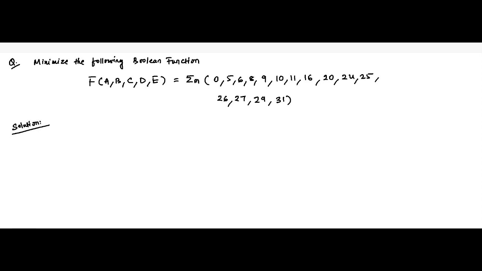Hello friends, so here is another question on simplification of 5 variable Boolean functions using 5 variable K-map. So we have this SOP or Minterm type Boolean function given in terms of the Minterm values, which are 0, 5, 6, 8, 9, 10, 11, 16, 20, 24, 25, 26, 27, 29, 31.